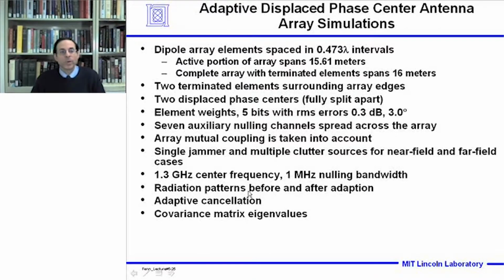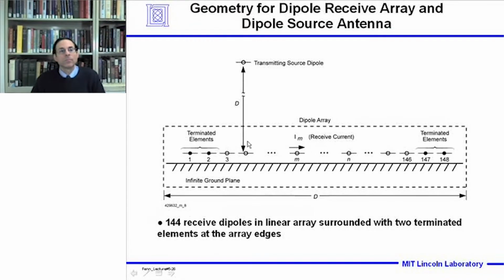And we'll be showing radiation patterns before and after adaptation in the near field and far field, as well as the adaptive cancellation and covariance matrix eigenvalues. Here's the geometry for the dipole receiver array and the dipole source antenna that's used to illuminate the array. So we've got a long linear array of 148 elements. 2 elements on the left and 2 elements on the right are simply terminated to minimize edge effects.